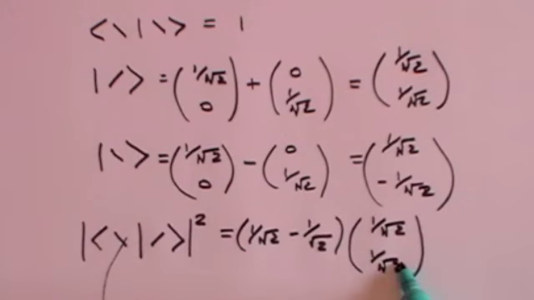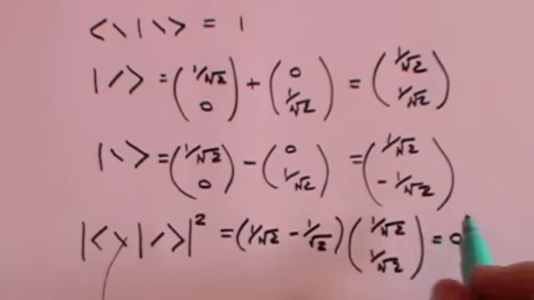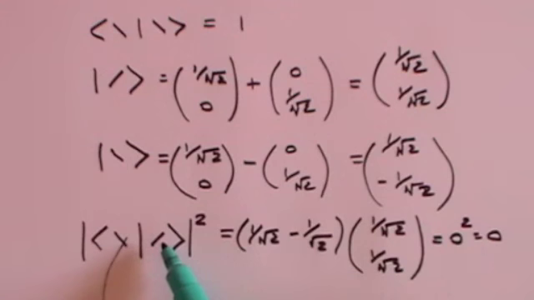Minus 1 over root 2 times 1 over root 2 is minus a half. That equals 0. And of course we have to square it. It still equals 0. Quantum mechanics is still working. The probability of preparing a photon in a forward slash position at 45 degrees and getting it through a backslash at 45 degrees polarizer remains at 0, which is what we'd expect.